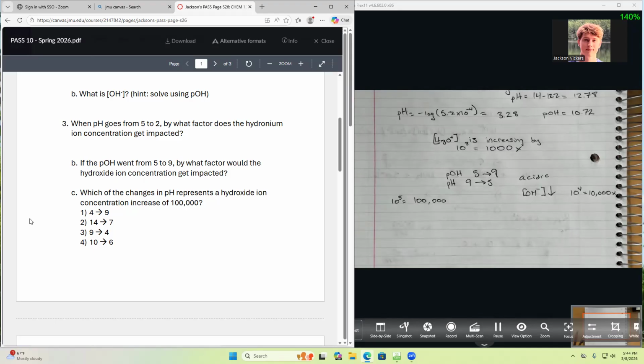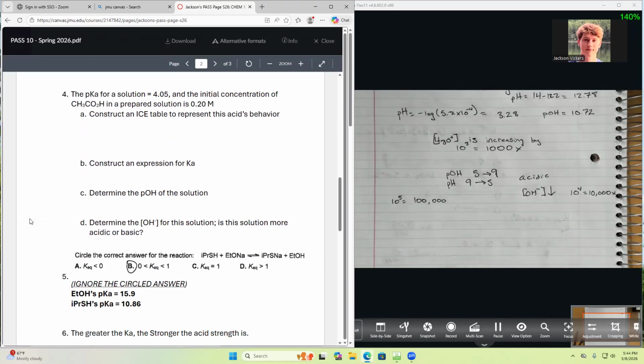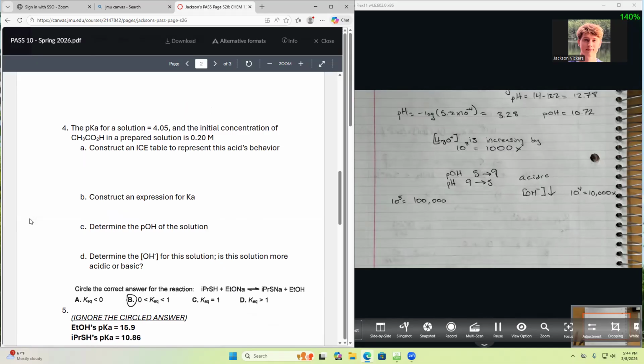Do we feel good with that stuff? Cool. All right, next one. Now, this is a better example of the type of thing you were doing on Friday. So we have a pKa given for a solution. It says its pKa is 4.05. And the initial concentration of CH3CO2H in a prepared solution is 0.20 molarity.